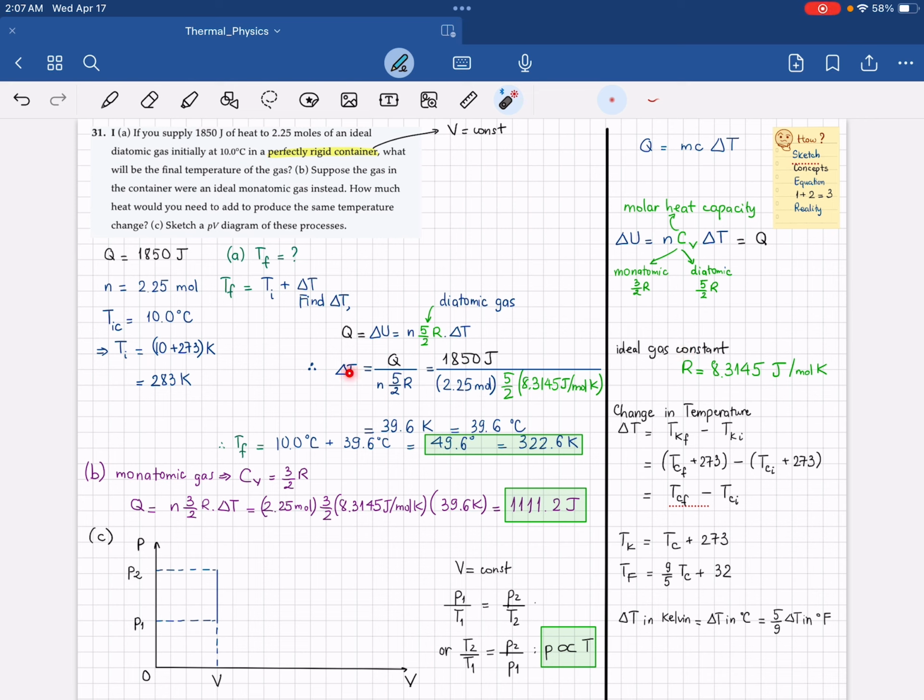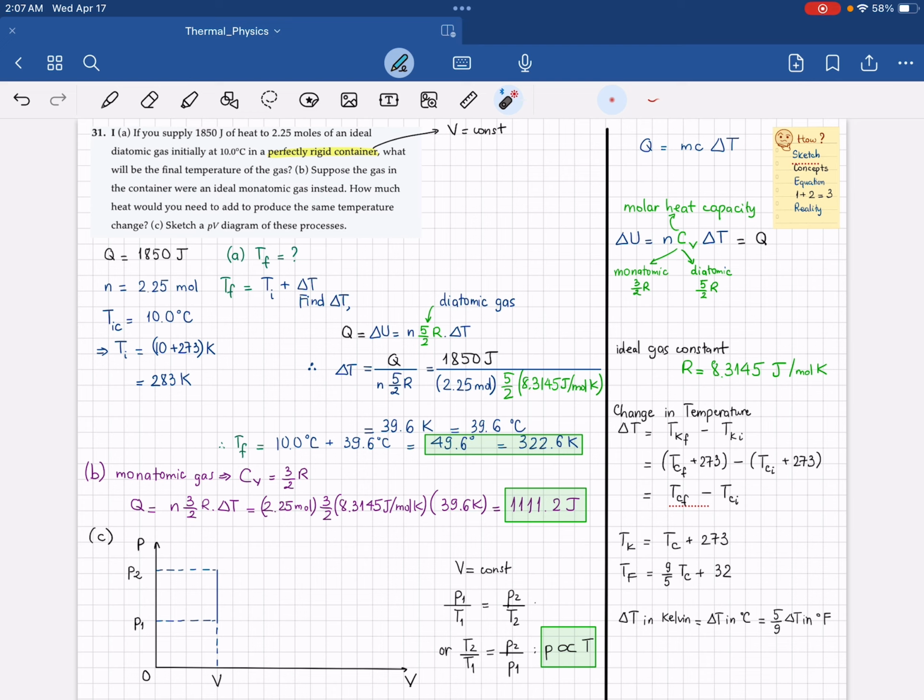So in order to solve for the delta T, we can just use this equation and apply the appropriate CV for the diatomic gas, which is 5/2 R, and then solve for delta T. So we just have Q divided by this whole term here, and plug in the values. Make sure that you have the units matching. Because we have Q in joules, we need to use the ideal gas constant measured in joules, which is this value, and then we find the delta T to be this much Kelvin.